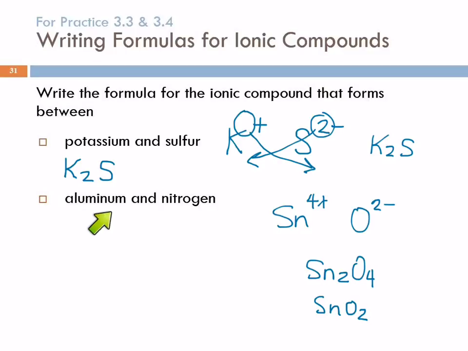How about aluminum and nitrogen? Well, what's the charge on an aluminum ion? 3 plus, because it's in group 3A of the periodic table. How about nitrogen? 3 minus. So here we have charges that are the same. We don't need to do anything. We just have one of each, and their charges add up to 0, and we're like, yay, this is easy. So AlN.